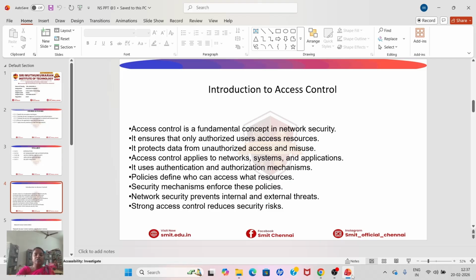Goals of access control are confidentiality, integrity, and availability. There are types of access control: discretionary access control, mandatory access control, role-based access control, and attribute-based access control. Access control has some processes: identification, authentication, authorization, and then accounting.